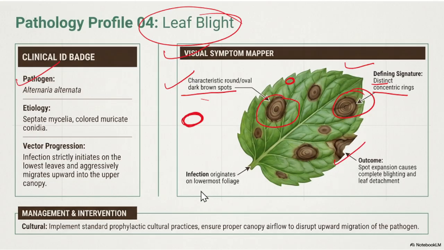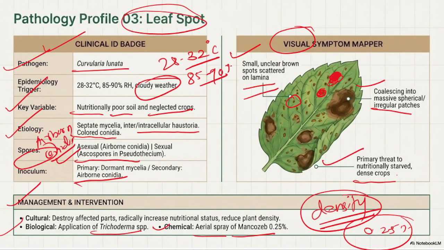Then the infection originates from the lowermost foliage. From the lowermost foliage the infection originates, and the outcome is spot expansion, which causes complete blighting and leaf detachment. That is the outcome of the disease. Then we study the etiology: septate mycelium and colored muricate conidia. Colored conidia are present also in the leaf spot disease. Leaf spot and the second one, leaf blight, are caused by Alternaria alternata.